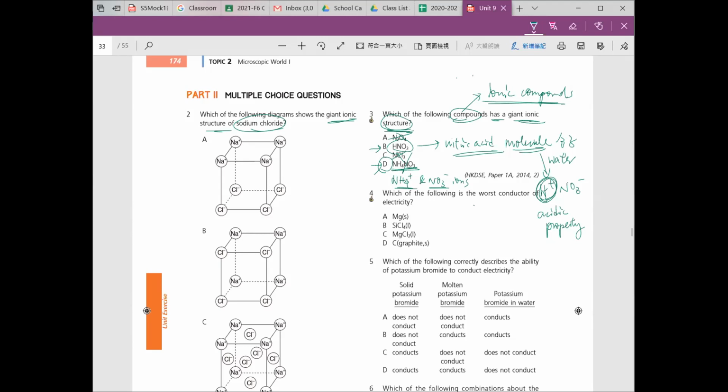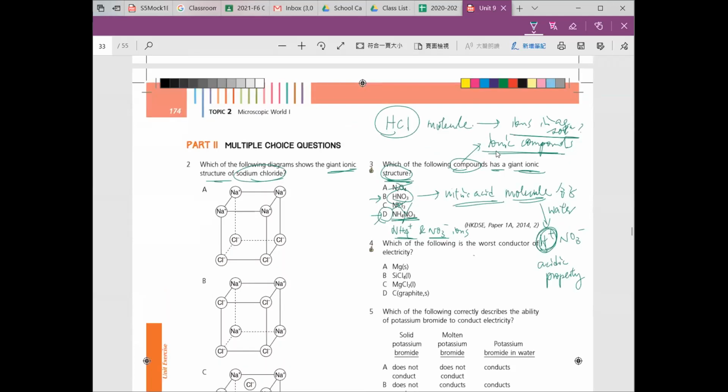Any questions? So do you mean that, Mr. Chin, for an acid molecule, just like HCl, it is also a molecule, so would it form ions in aqueous solution? The answer is yes, also yes, very similar. So what ions will be formed? Can you guess what ions will be formed?